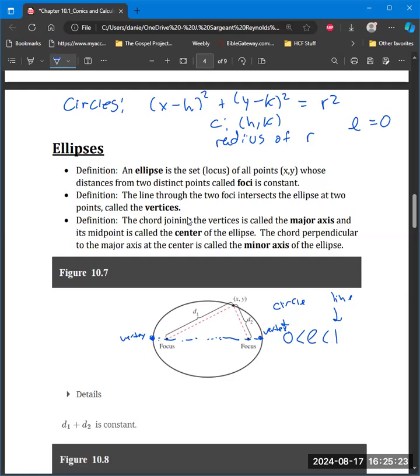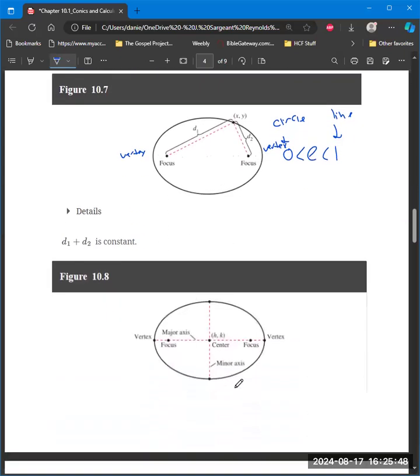Actually, it's just this piece right here that goes from side to side. This chord right here that I basically just drew to make the vertices, that chord is called the major axis. I have a picture of this down here. I should actually just go to the other picture. And the chord that goes the other way, that's perpendicular to that, is called the minor axis.